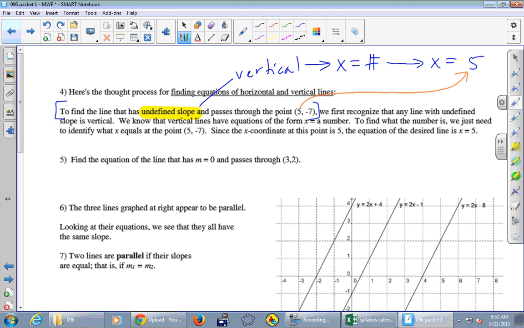Okay? So it's not a long process, but you just got to go piece by piece and use the 4 facts at the bottom of that page. Okay, go ahead and try number 5 right now. Find the equation of the line that has m equals 0 and passes through the point 3, 2.